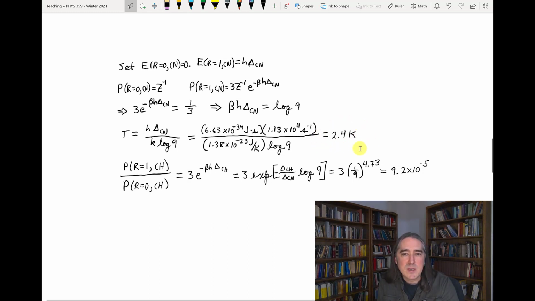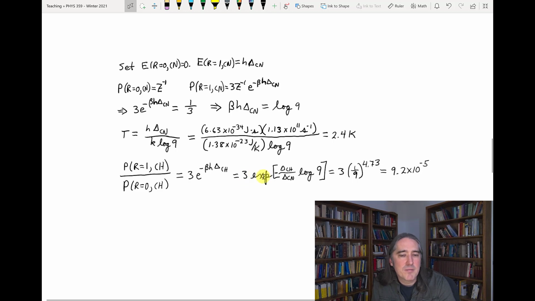Second part, take this temperature and now use it to calculate the ratio of the probability to be in the r equals 1 versus the probability to be in the r equals 0. Okay, so we can do that. Same result as above. It's going to be 3 e to the minus beta h delta, except now it's delta CH. It's the carbene rotational splitting.